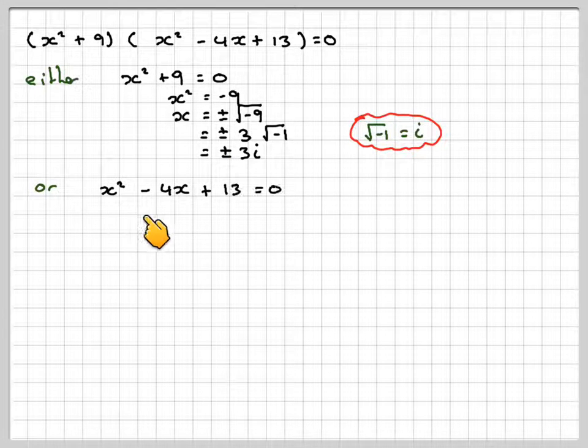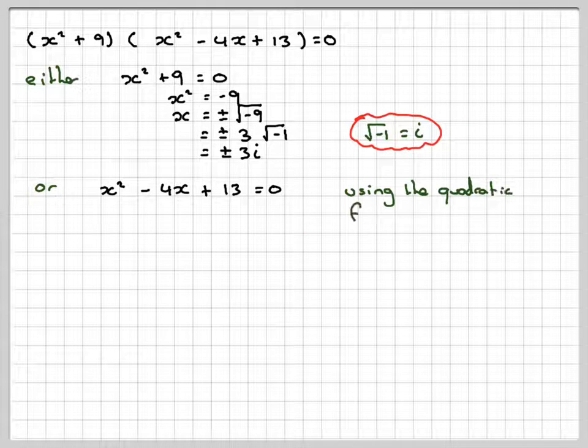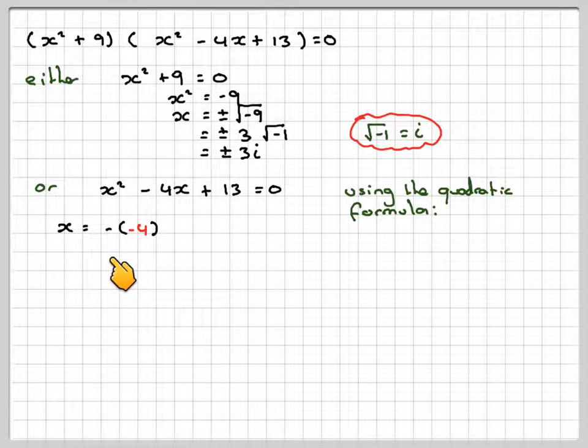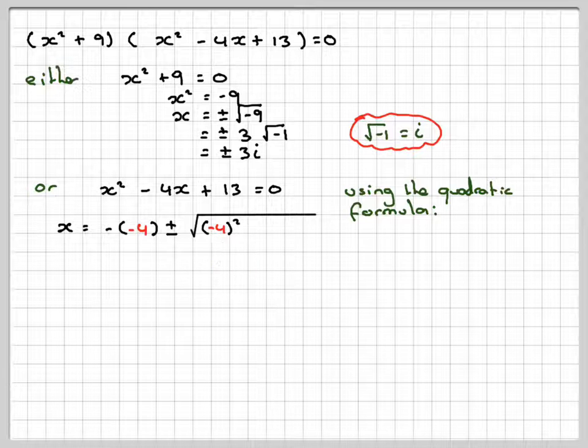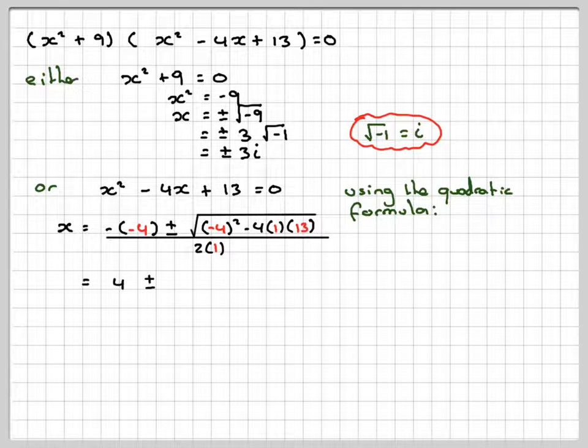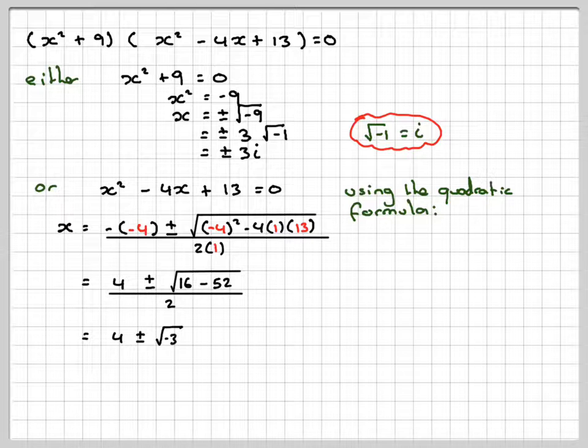Or, this quadratic, x squared minus 4x plus 13 is equal to 0. If we first try to factorize, or we use the quadratic formula, this does not factorize, so we're going to have to use that x is equal to minus minus 4, plus or minus the square root of minus 4 squared minus 4 times 1 times 13, over 2 times 1, which gives me 4 plus or minus the square root of 16 minus 52 over 2, which gives me 4 plus or minus the square root of minus 36 over 2.